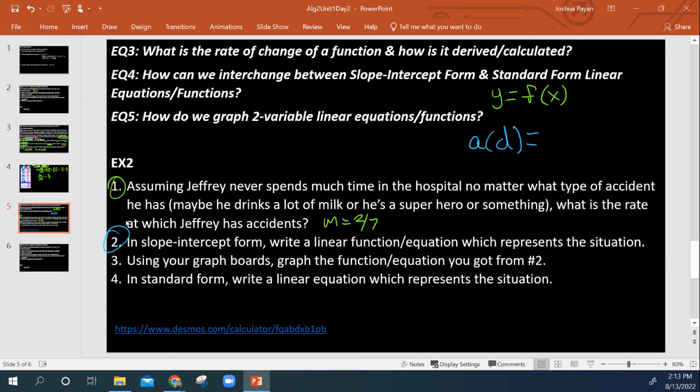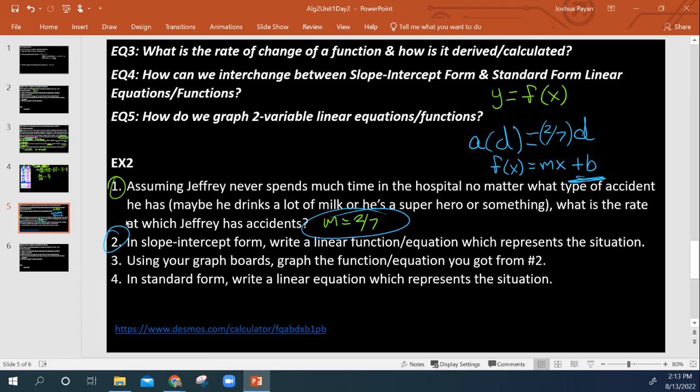We know the rate of change. Again, we're doing f of x equals mx plus b. So we know m. It's right here. Our rate of change is 2/7, times x. So that's our dependent variable, so the number of days.